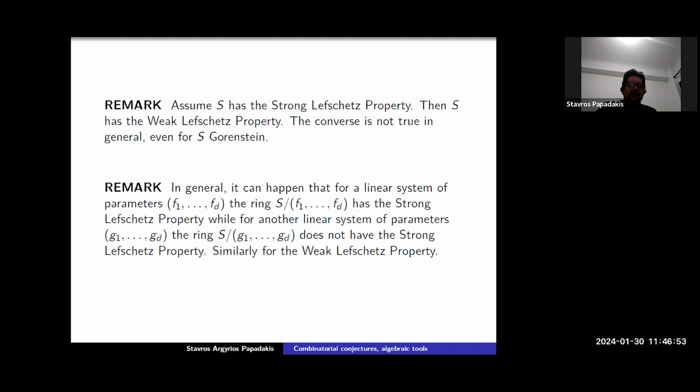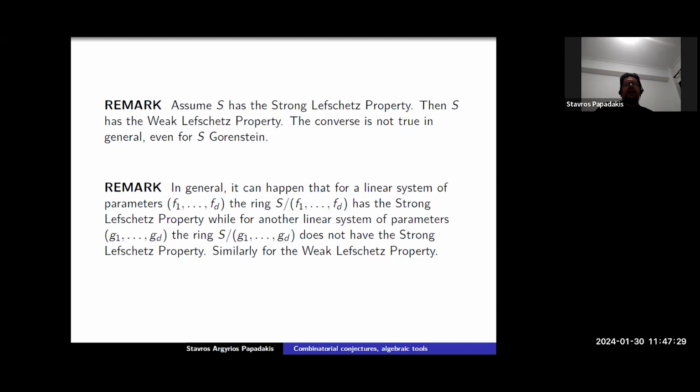Another remark is that it can happen that there is a linear system of parameters that is good. If we divide by it, we get the strong Lefschetz property. While for another linear system of parameters, the quotient may not have the strong Lefschetz property. So it is delicate with respect to the linear system of parameters.